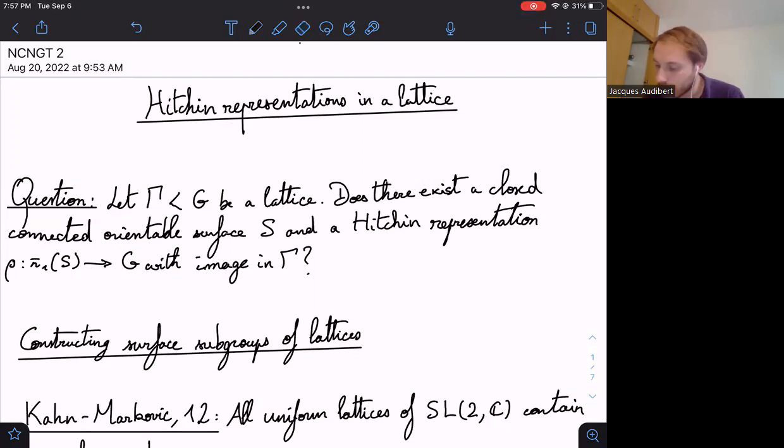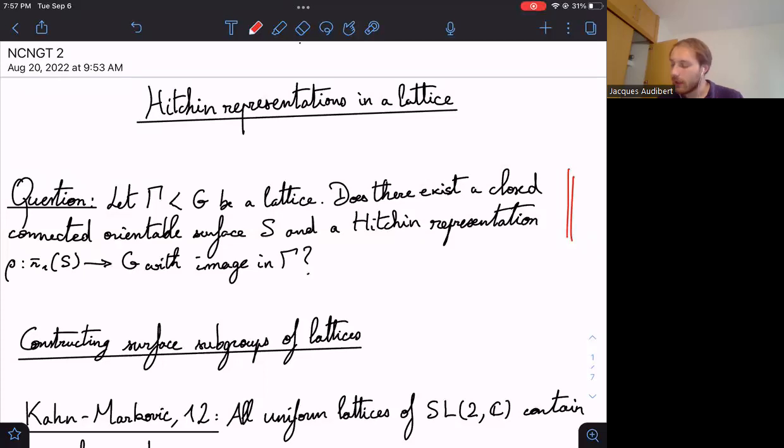So here I formulated the question, and there's one subtlety going on. I ask an easier question than what I asked before. Basically, I say, if you pick a lattice, can you find a surface for which there is a Hitchin representation in it? Probably the real question would be, if you pick a lattice, can you always find a Hitchin representation from a surface of genus 2? And here I'll say for a surface of sufficiently high genus.